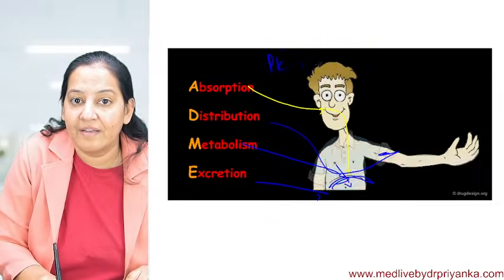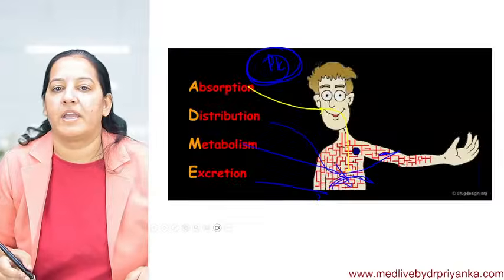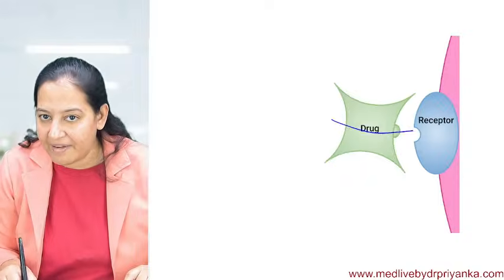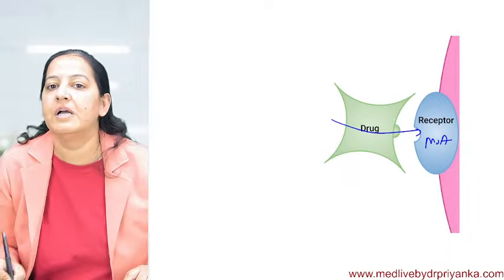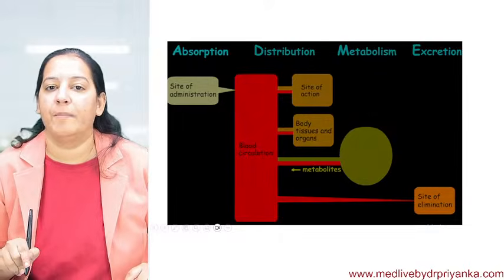This is PK, what the body does to the drug. This is what the drug does to the body. At the site of action, the drug goes and binds with the receptor and shows its mechanism of action. So this is PD. In PD, the drug is doing something to the body. How many of you got it?